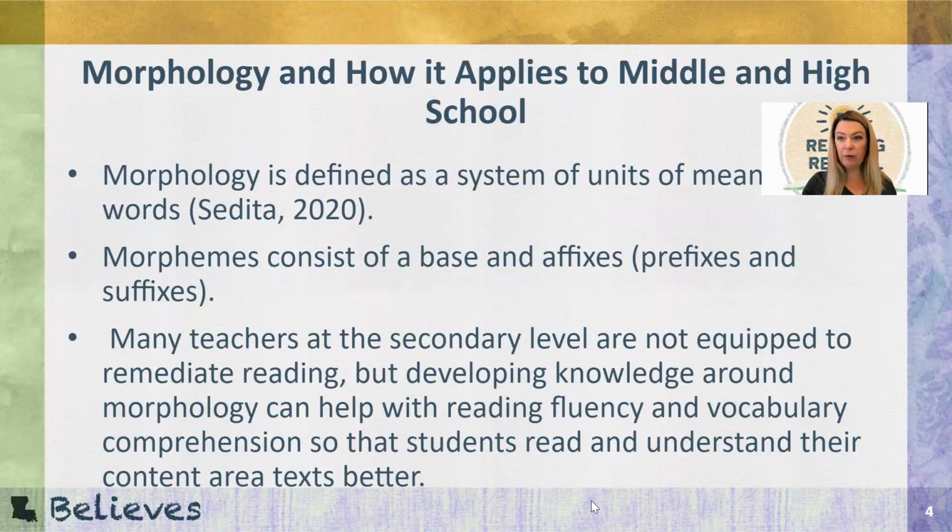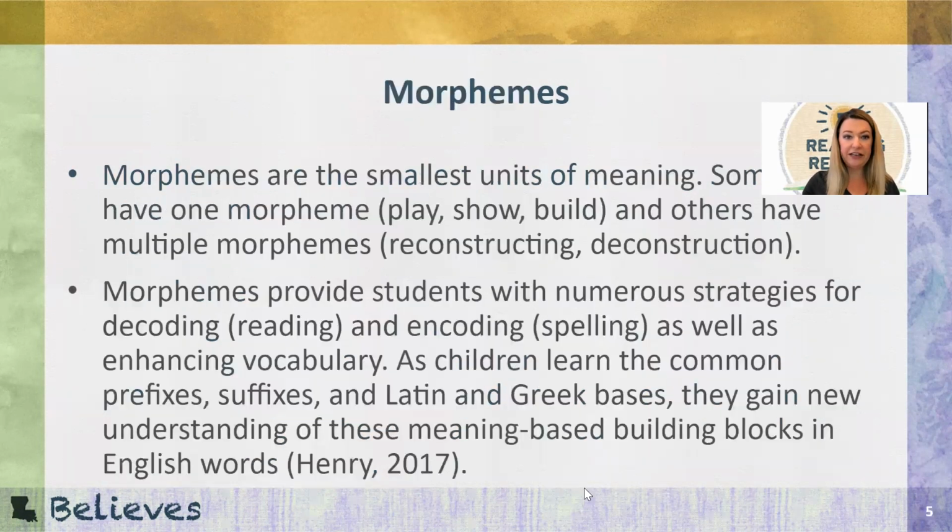So these are some things that we went over in the previous session, but just in case you didn't catch it, we'll go through it very quickly. Morphology is defined as a system of units of meaning in words. They consist of a base and affixes. So a base word and prefixes or suffixes to go with it. We talked about the fact that many teachers at the secondary level are not equipped to remediate reading, but developing their knowledge and students' knowledge around morphology will help with students reading better. It'll help with vocabulary comprehension and their ability to just read and understand better in the content areas.